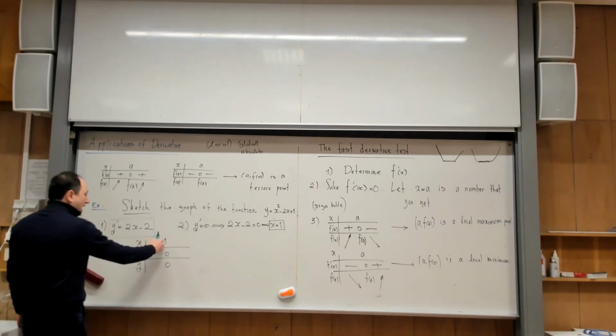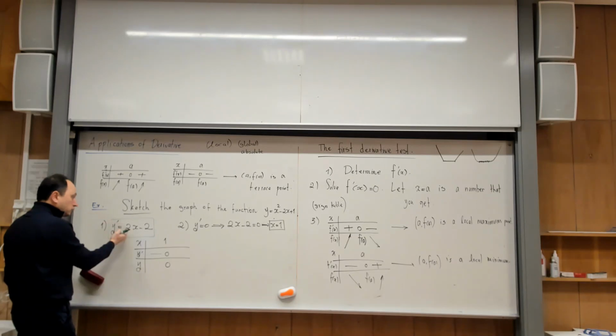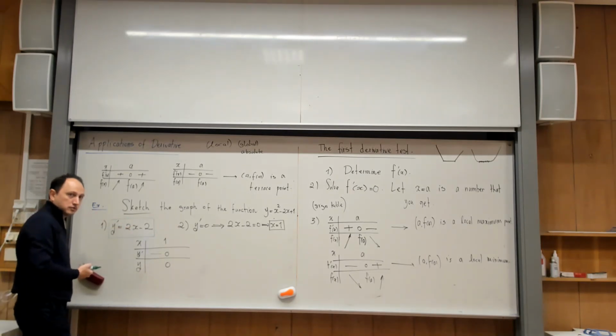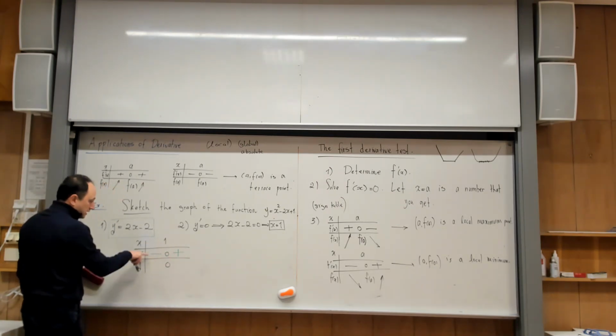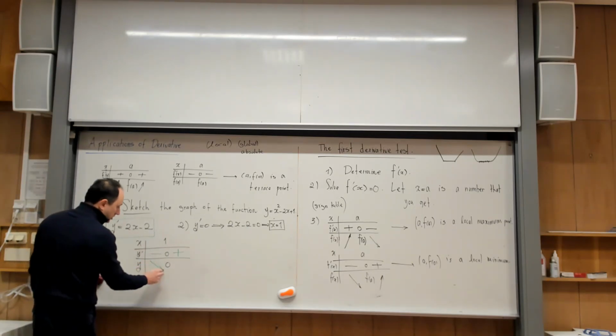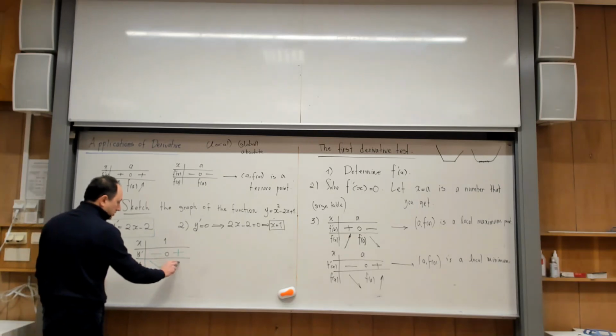Then go after 1, a number larger than 1, and put it here. You don't need to calculate, you just need to know whether it is positive or negative. Positive. And then you see that here the derivative is negative, so according to that picture in mind, the function should decrease. And here the function should increase.